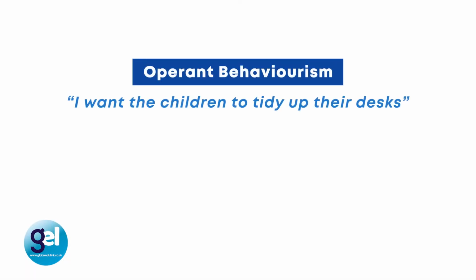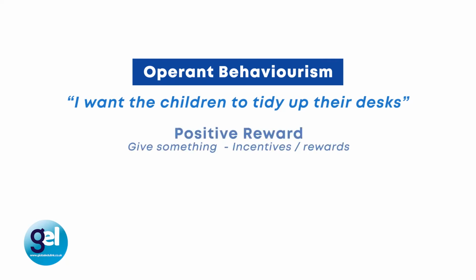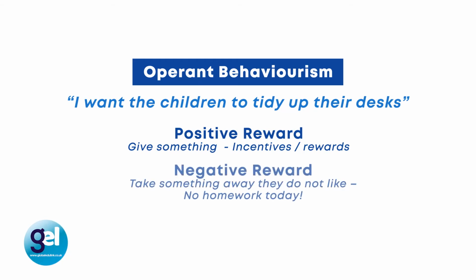If we look at operant behaviourism, this is modifying behaviour through positive and negative reinforcement. Let's look at a typical example. I want the children to tidy up their desks. Positive reward, give them something. Incentivise, give a reward. Or negative reward, perhaps take something away.